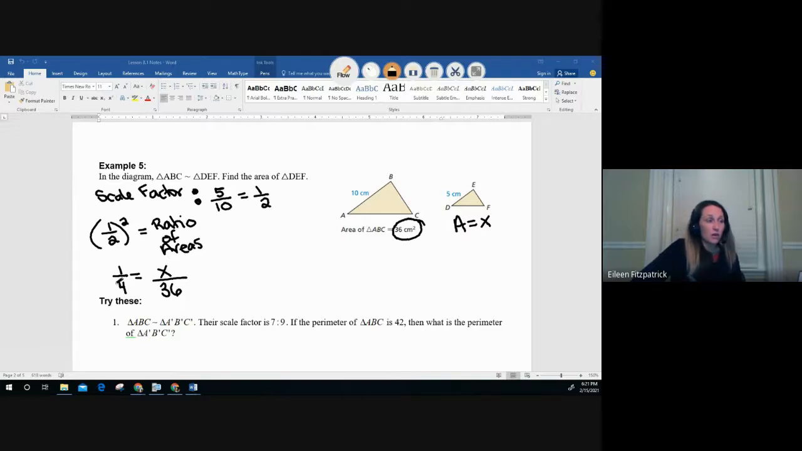Now it's just cross products. Cross multiply to get 4x. Cross multiply to get 36. Divide both sides by 4. You get x equals 9. So I just found out that the area of this smaller triangle is 9 centimeters squared.